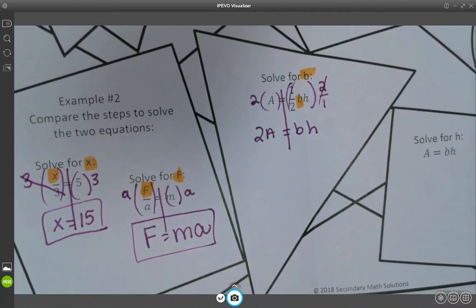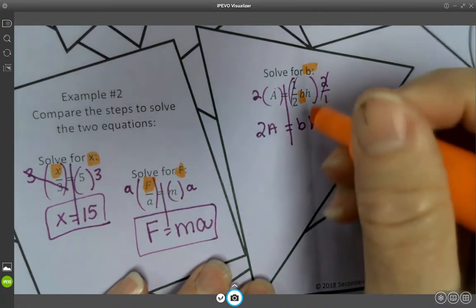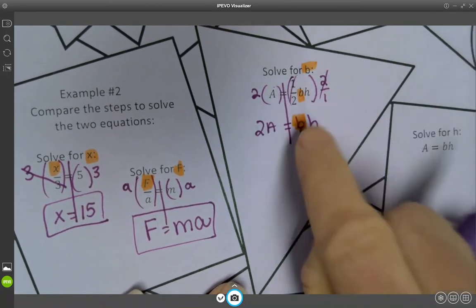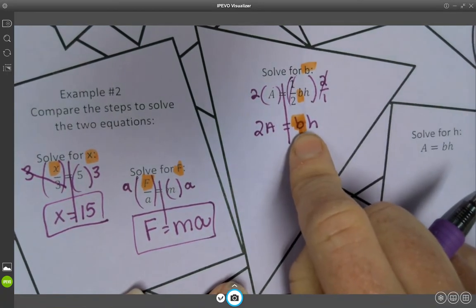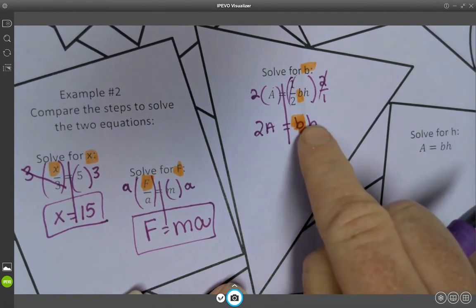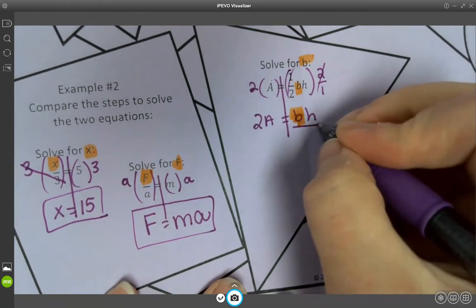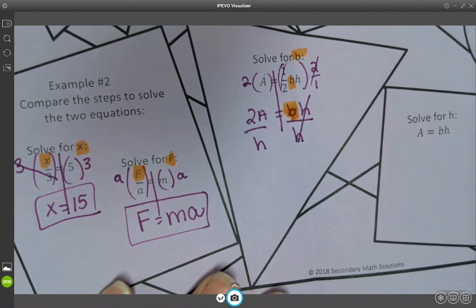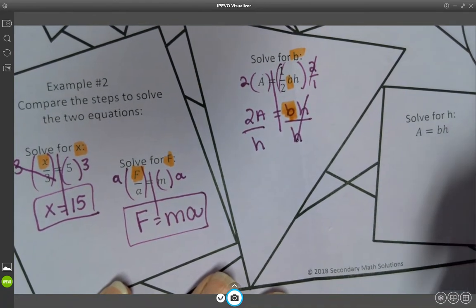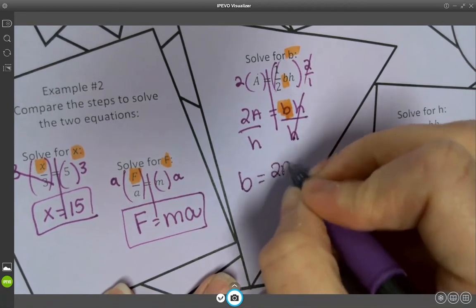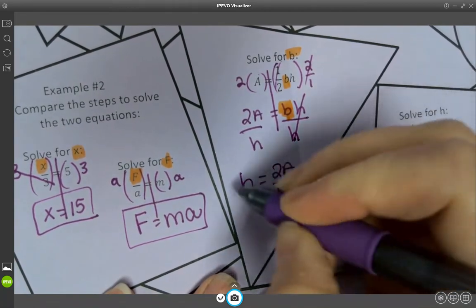But we're not done yet. We're still trying to solve for b. So go ahead and highlight b again because we're not done. So this is multiply, so the opposite would be to divide by h on both sides. Then I'm just going to rearrange and just say b equals 2a over h.